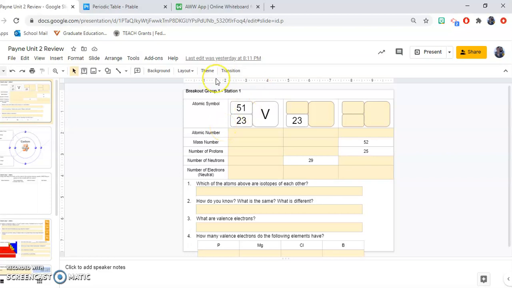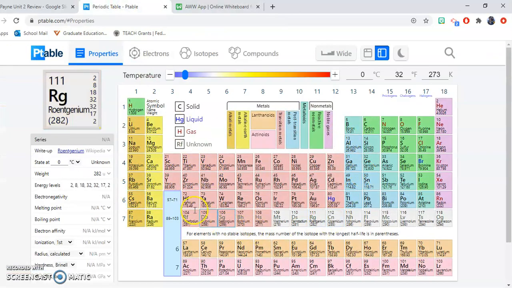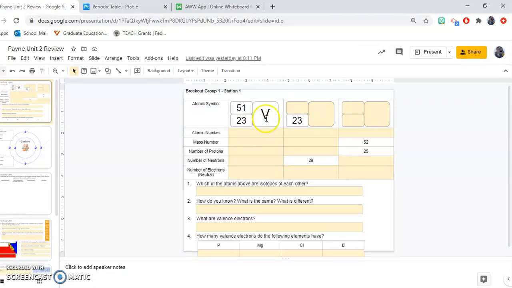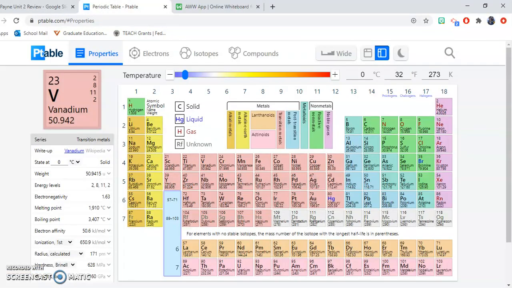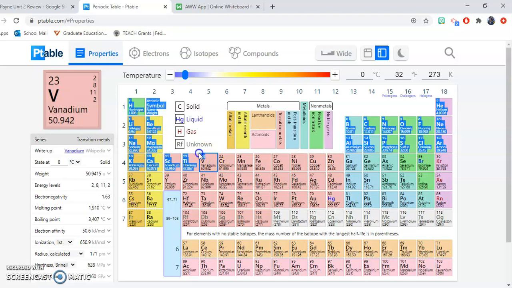So we have to always remember when we're looking at an atomic symbol that this letter right here is going to correlate with our element, whatever element it is. So that letter is going to match up here on the periodic table. In this case, we're looking at element V, which is vanadium. Let's go back to our review, and with vanadium, we see this number down here, 23. This bottom number is always going to be the number of protons, and we can look back at our periodic table and see vanadium has an atomic number of 23.